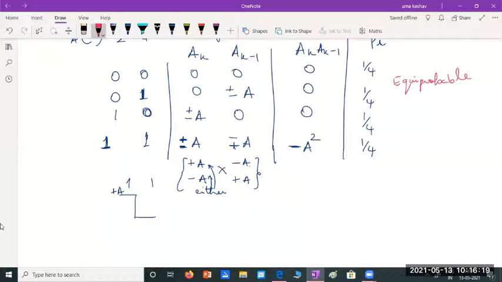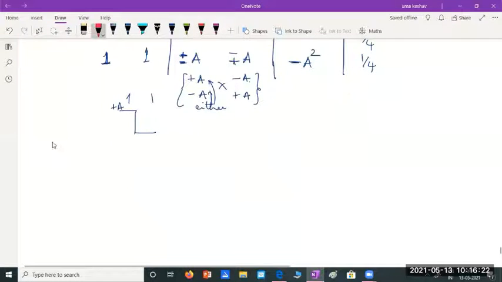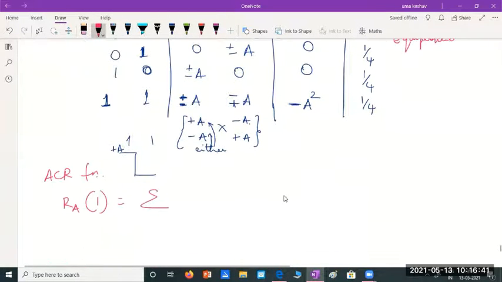Now let us continue and try to find the autocorrelation function R of 1. It will be the same as R of -1. Both will be one and the same. How many possibilities did we see? There are 4 possibilities, right? So i ranges from 1 to 4, a_k into a_{k-1}. That's how we find the product of the 2 random variables which are adjacent to each other in this case.